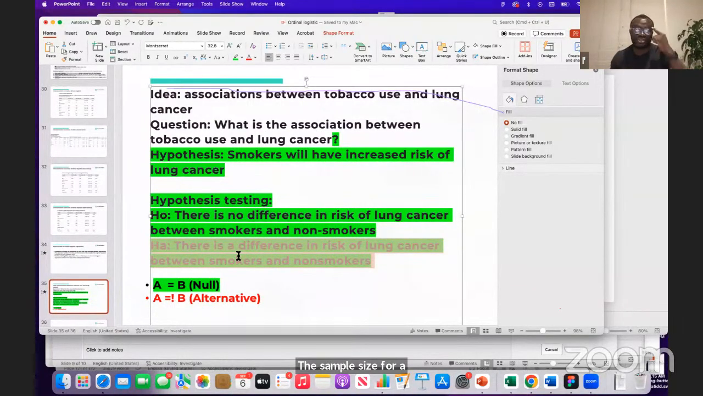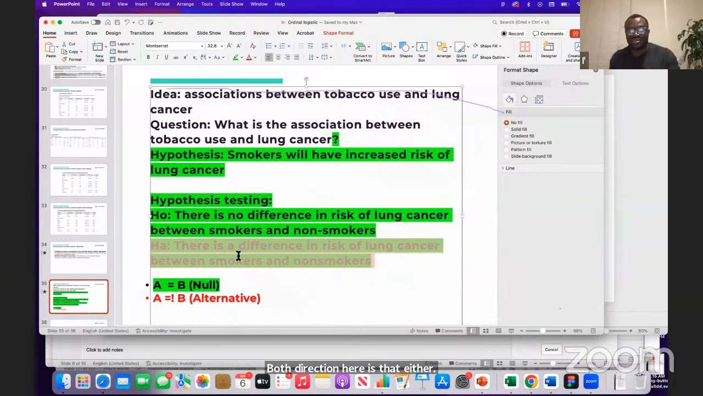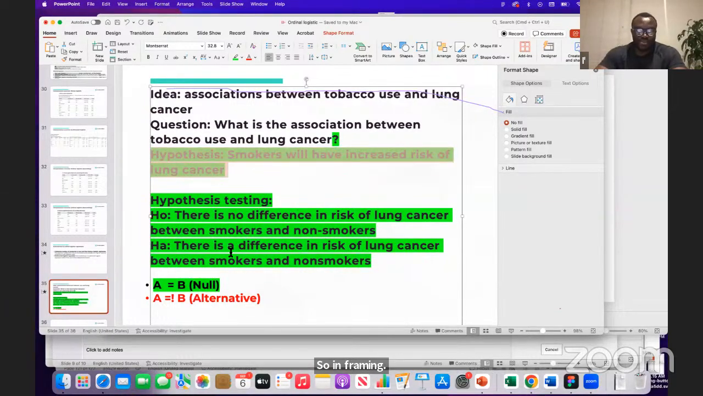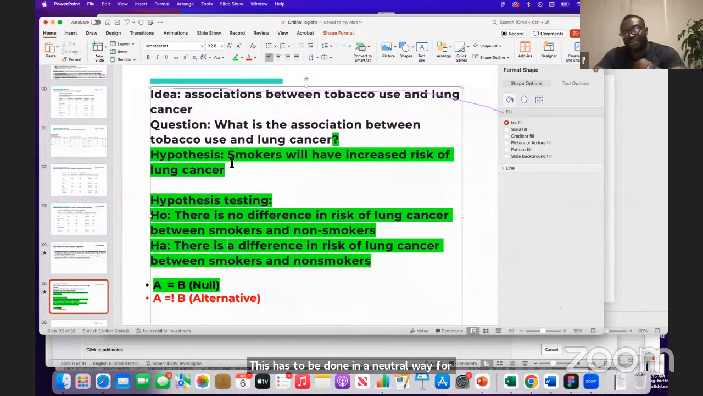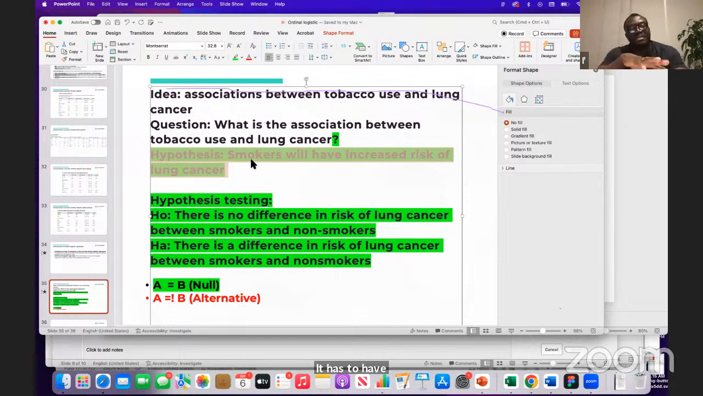both directions. Direction here is that either smoking protects against risk of lung cancer, or smoking causes the risk; it either increases the risk or decreases the risk. So in framing, this has to be done in a neutral way for hypothesis testing. Whereas my hypothesis for my own study as a researcher has to have direction, right? I can now say smokers will have increased risk of lung cancer. Does that make sense to you now?